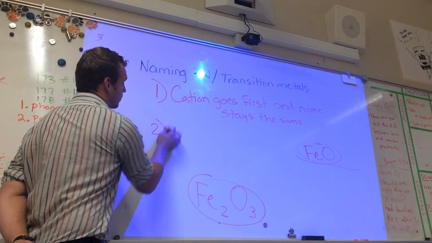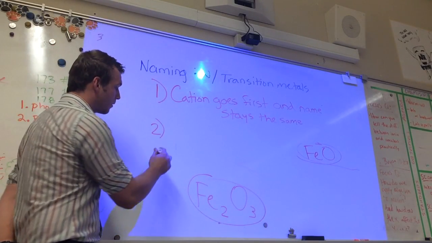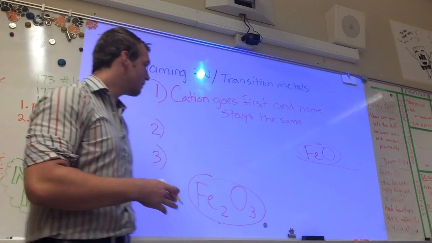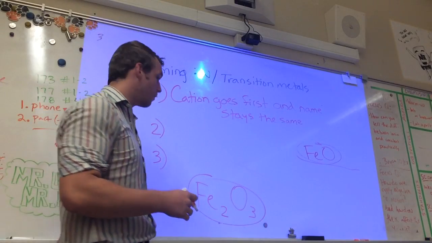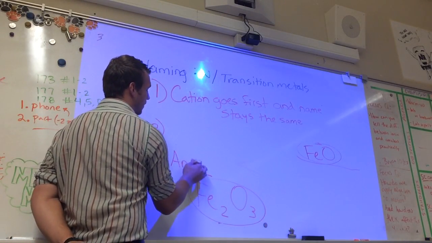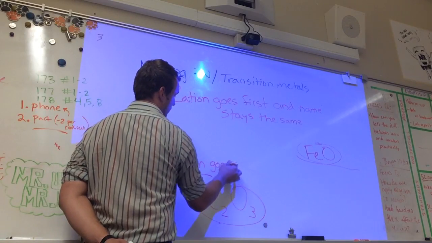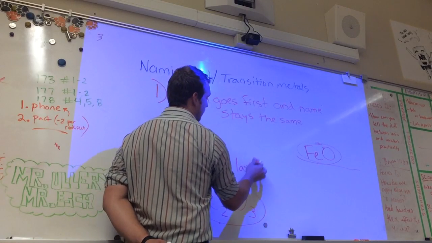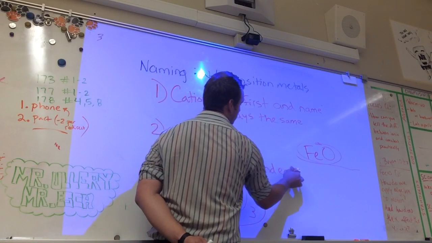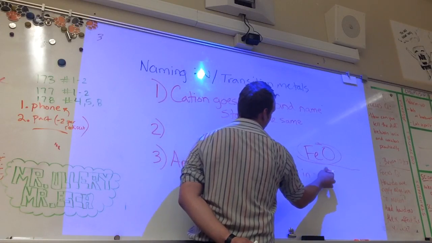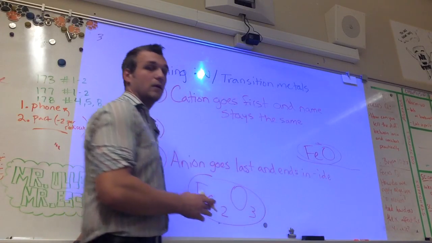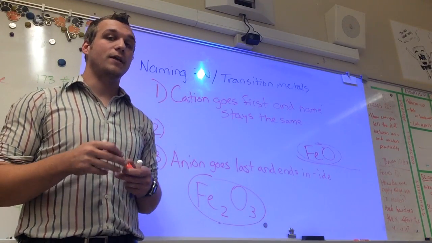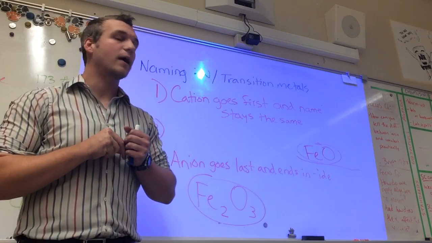Okay? Step 2, we're going to skip, and then we're going to write step 3. Just leave a line for step 2. You'll see why in a second. Step 3 is going to work like yesterday. Step 3 was anion goes last, and ends in IDE. So the anion goes second and ends in IDE. Okay? It ends in IDE.